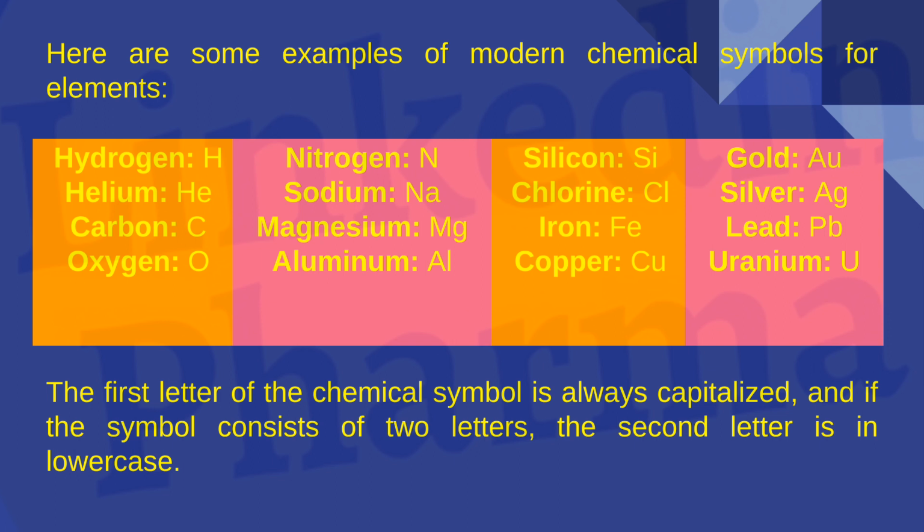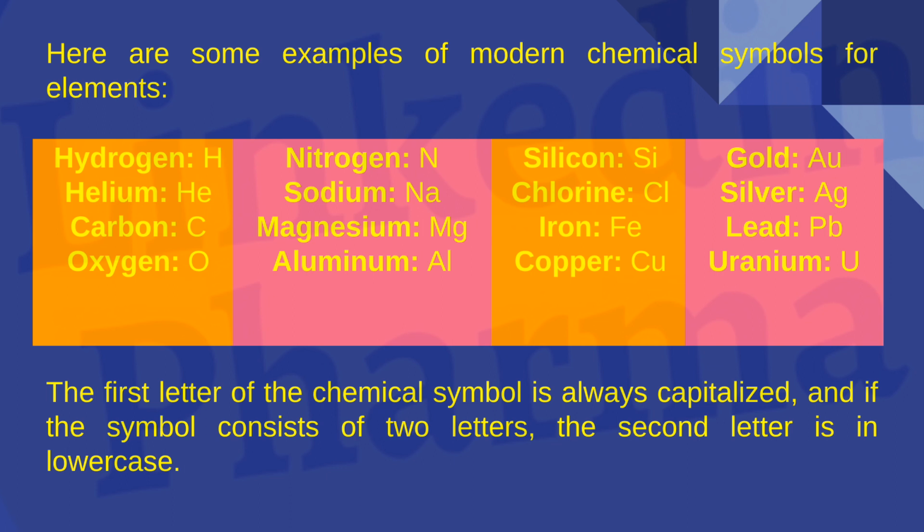Hydrogen, H, helium, He, carbon, C, oxygen, O, nitrogen, N, sodium, Na, magnesium, Mg, aluminum, Al, silicon, Si, chlorine, Cl, iron, Fe, copper, Cu, gold, Au, silver, Ag, lead, Pb, uranium, U.